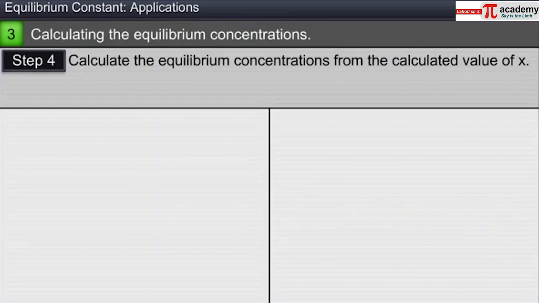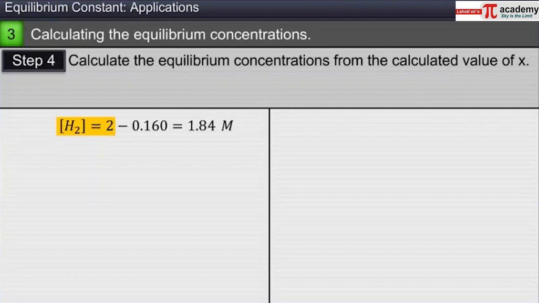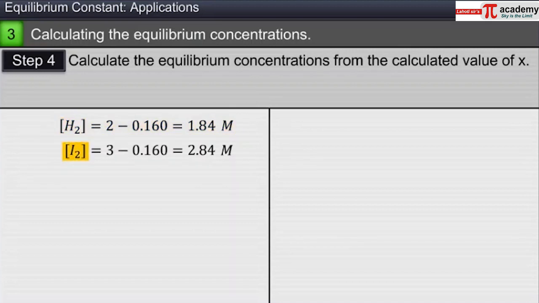The fourth step is to calculate the equilibrium concentrations from the value of x. The initial number of moles of hydrogen is 2. Hence, at equilibrium, the concentration of hydrogen will be 2 minus 0.160. This is equal to 1.84 moles per liter. In the case of iodine, the initial number of moles was 3, and hence, the equilibrium concentration would be 3 minus 0.160. This is equal to 2.84 moles per liter.